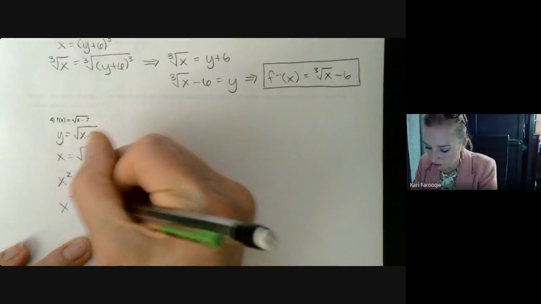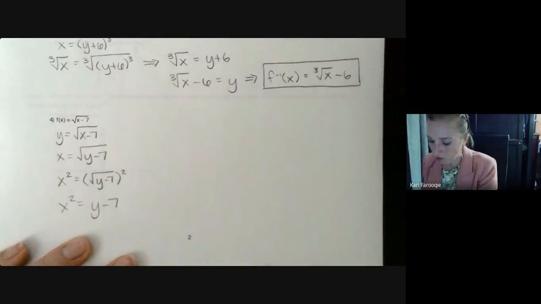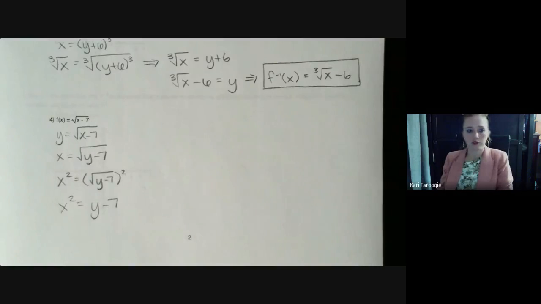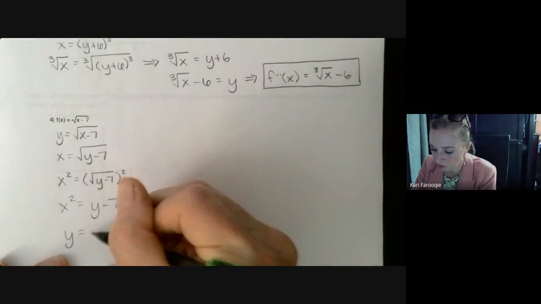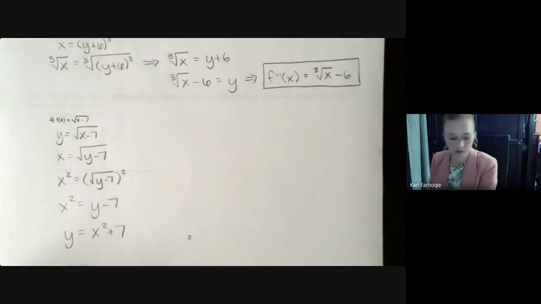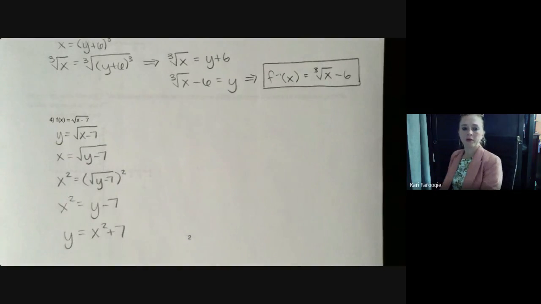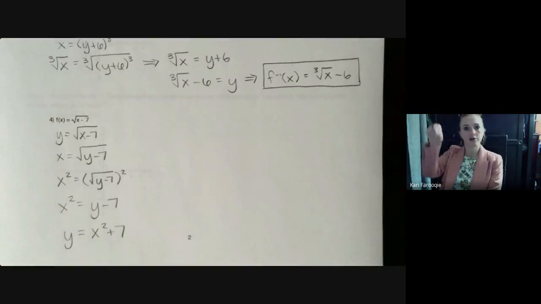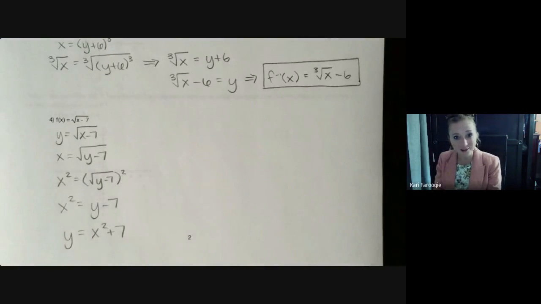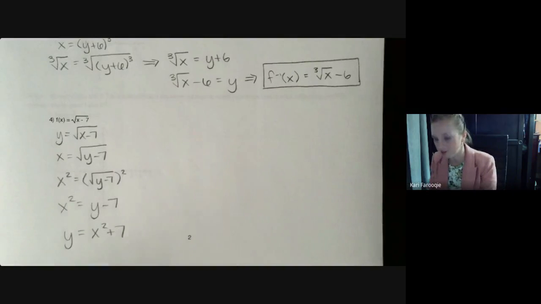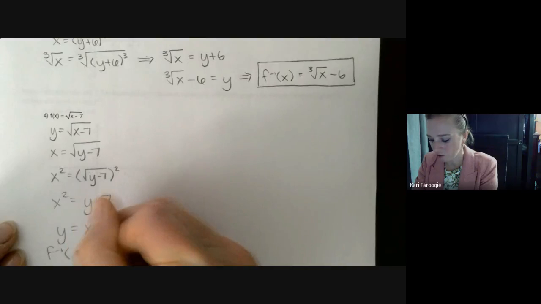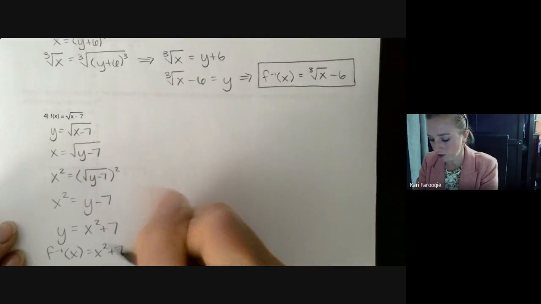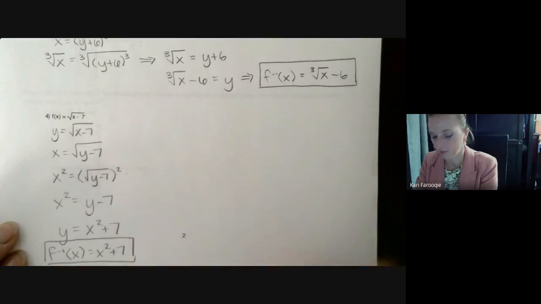All right, so we have x squared equals, when you square a square root, you just get that radicand to pop out. And then you end up with y equals, we'll add 7 to both sides, and you have x squared plus 7. X squared plus 7 is just that standard parabola x squared shifted up 7 units. Now, if you remember that, you don't even need to think about anything else because you already know that this is going to be a function. So we'll say f inverse of x equals x squared plus 7.